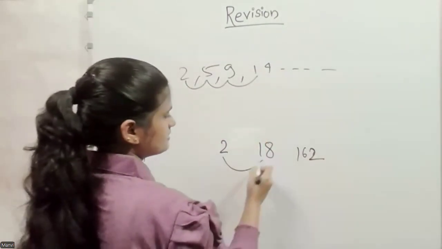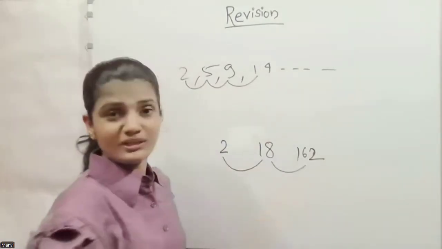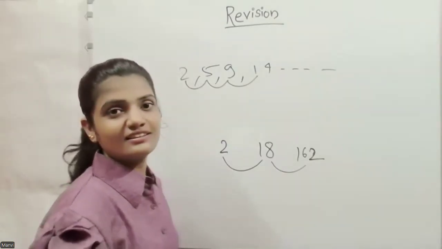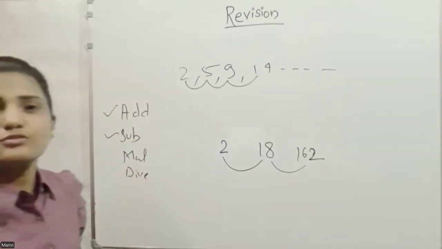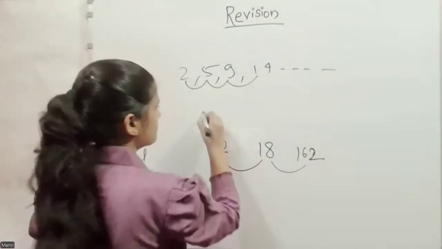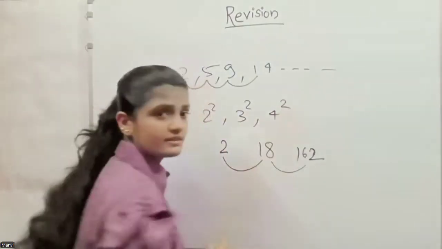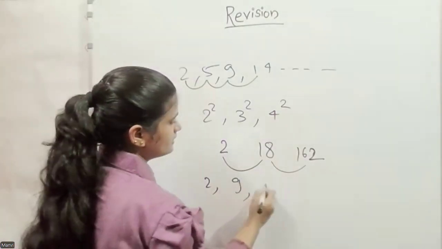Here the difference is 9, 9, but here the difference is too much. That means it's not addition. Something is going to be multiplication here. And sometimes we have square numbers as well, right? For example, 2 squared, then 3 squared, then 4 squared, something like this.